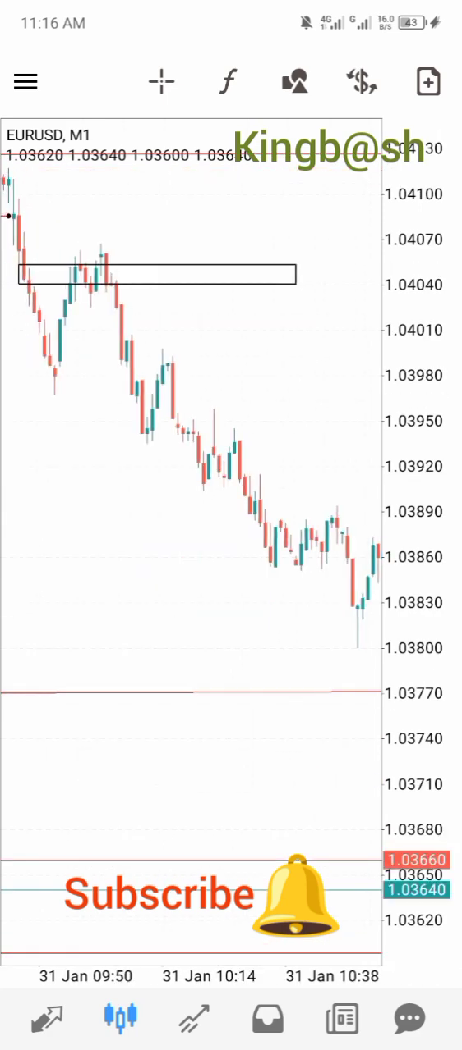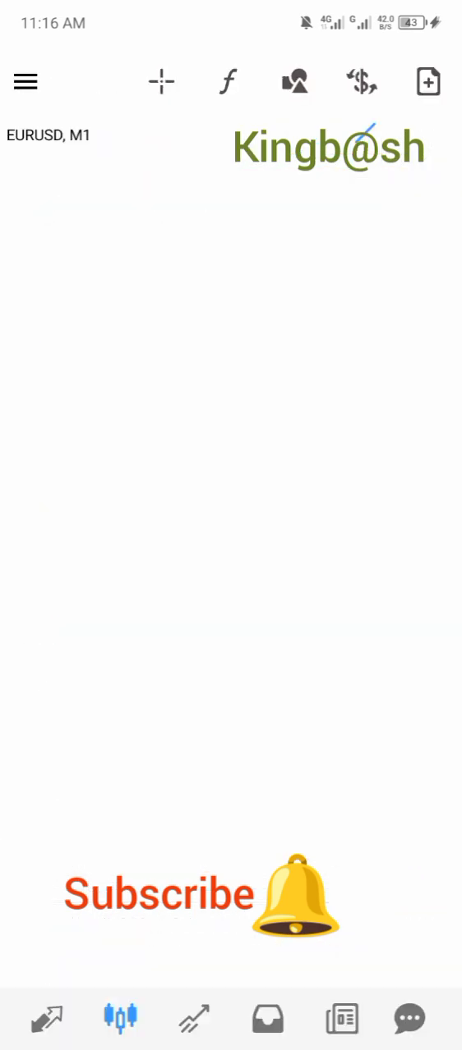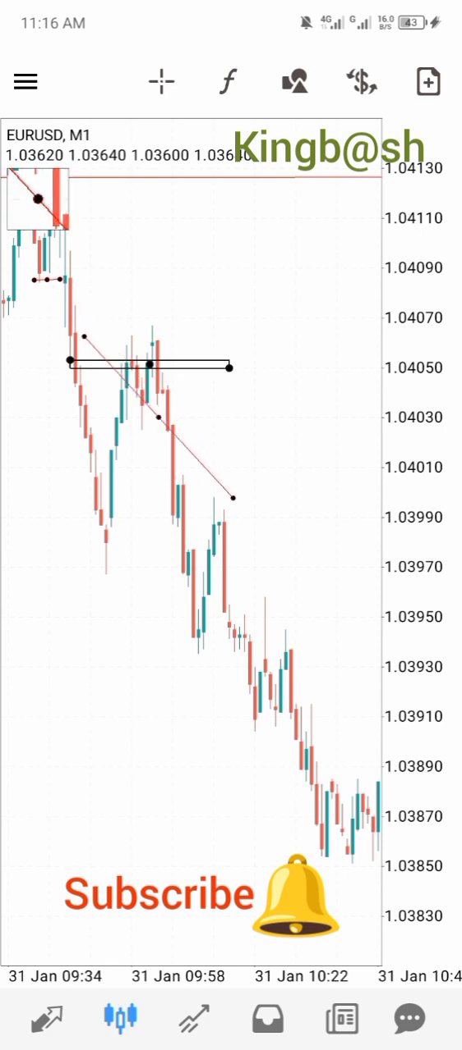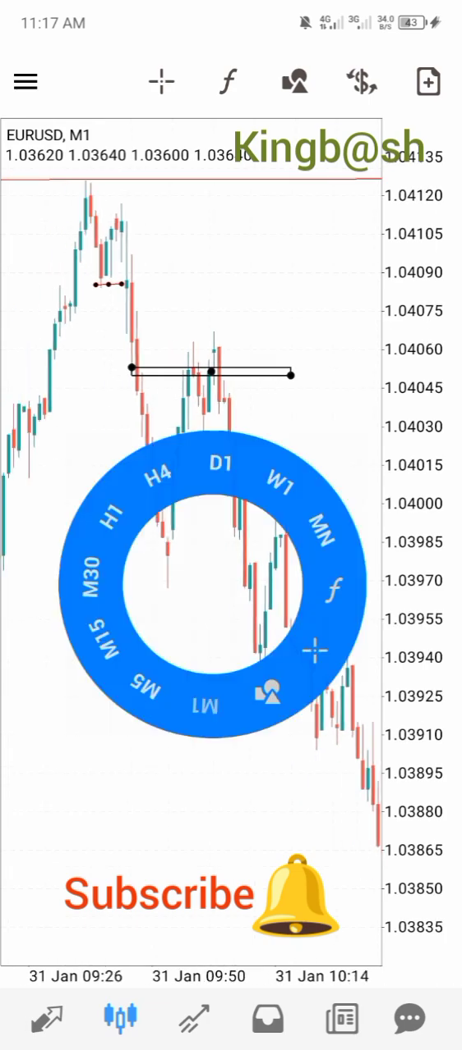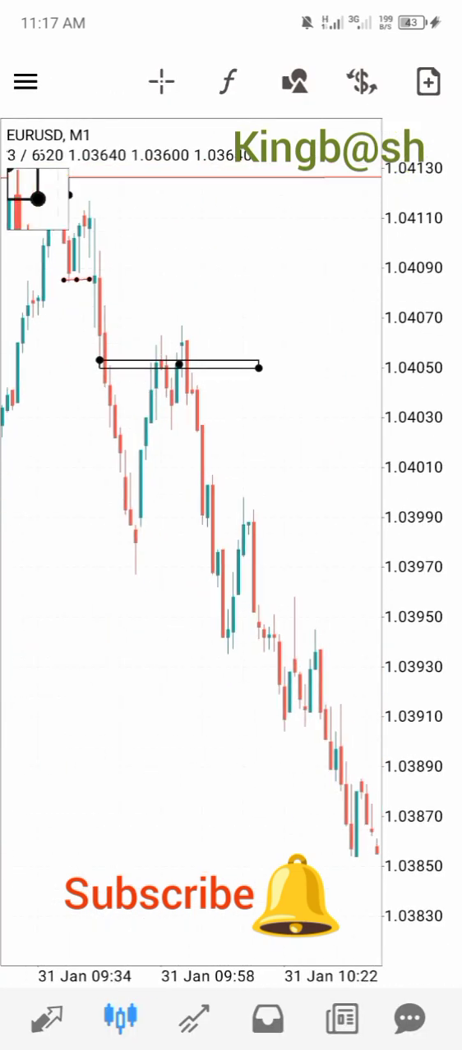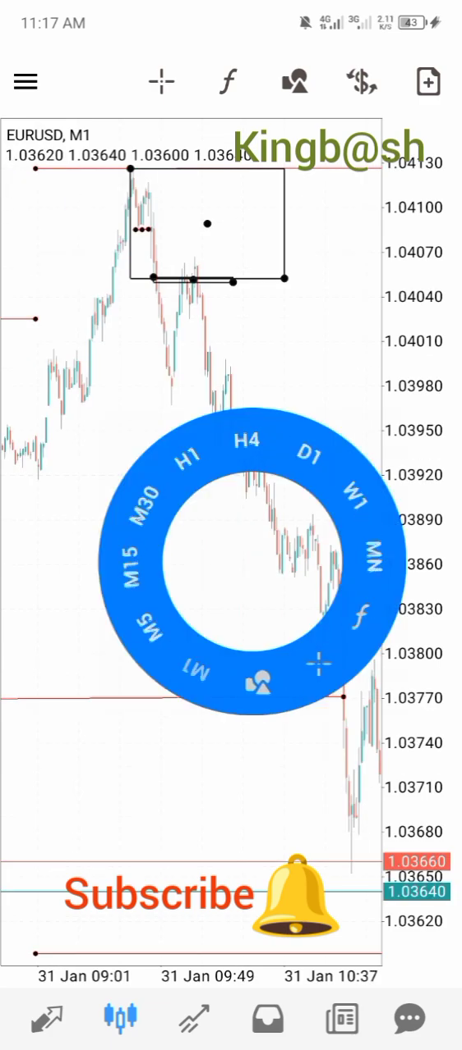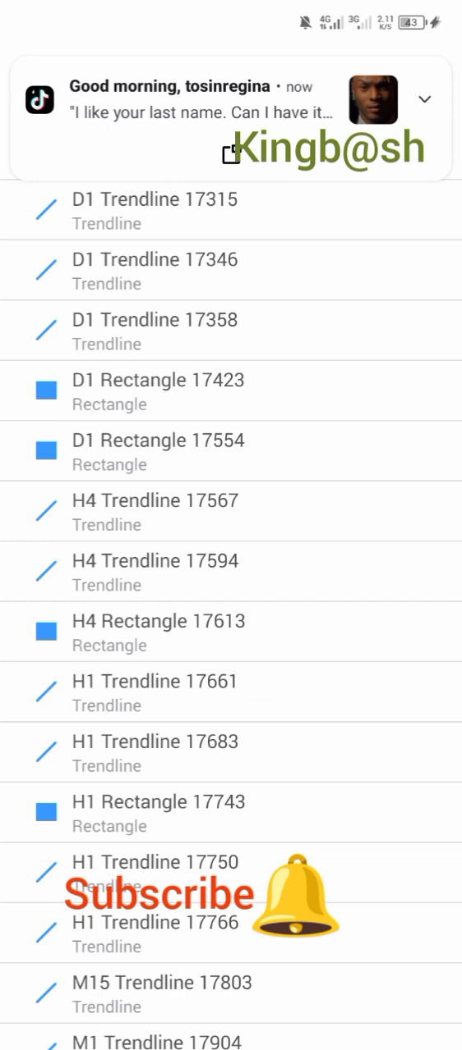This is a 1-minute time frame. Around this region, there is an imbalance here. So when price breaks the structure, makes a lower low, and comes back to this imbalance here, this is where you take your trade. You place your entry here. You can place your trade around this level. Your stop loss should be above the structure here.